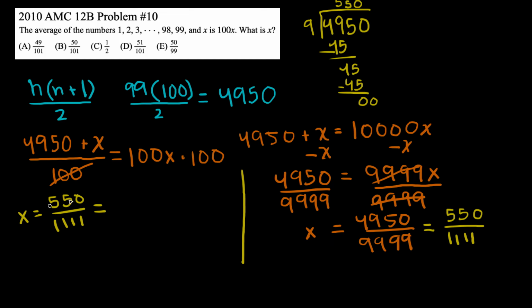And if we divide both the numerator and the denominator by 11, they cancel out, and that leaves us with 50 out of, and then dividing the denominator by 11 is 101. And we see that that leaves us with choice B. And we can move on to the next example problem.